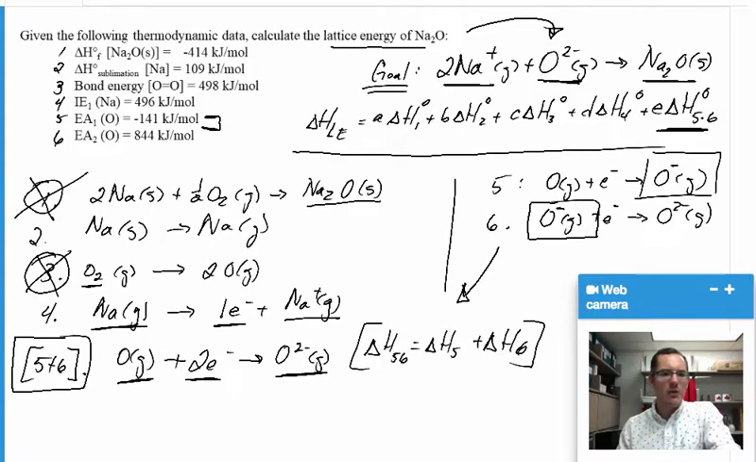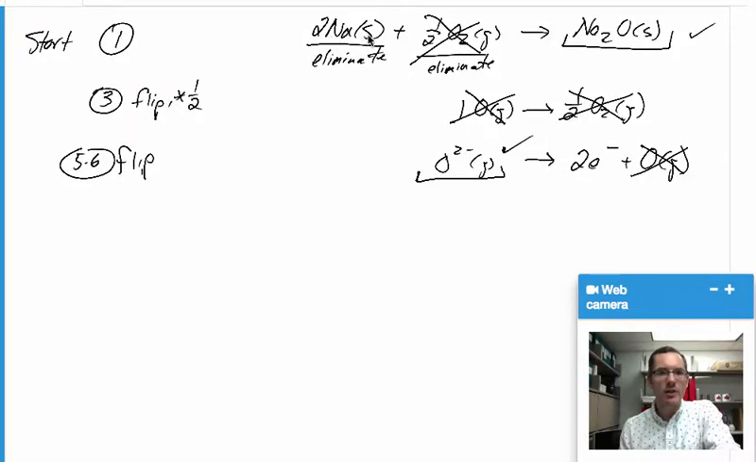And I only have two reactions to work with here. I have my second reaction and I have my fourth reaction. My goal is to get 2 sodium ions on the left-hand side. Those sodium ions are gas form. But if you look here in my reaction, I'm starting with sodium solid.